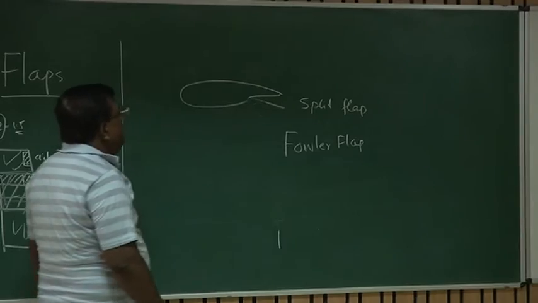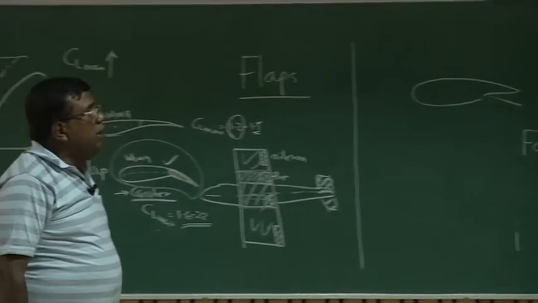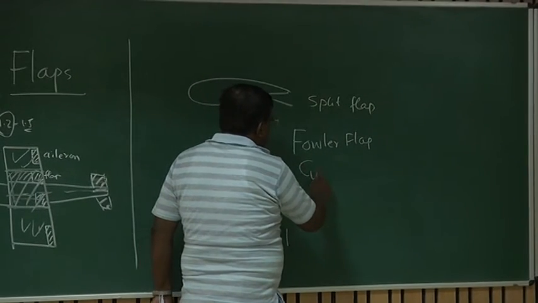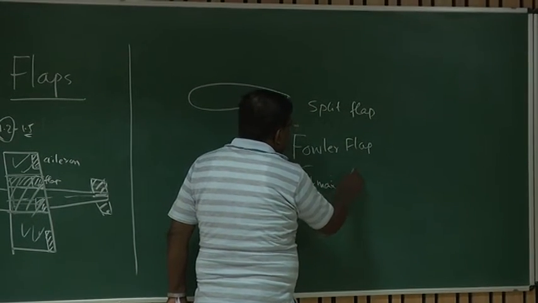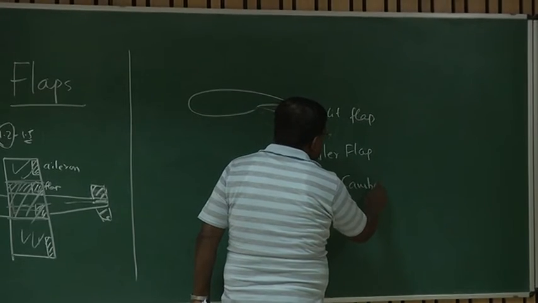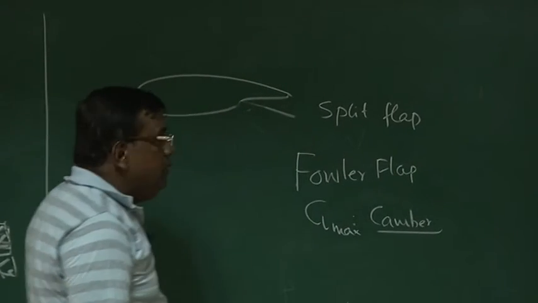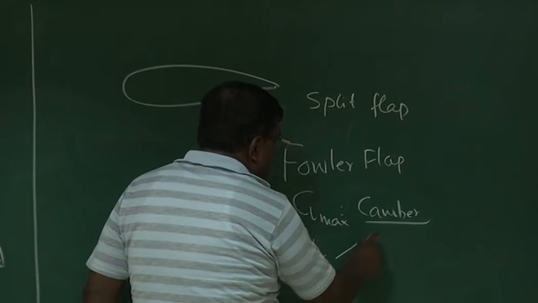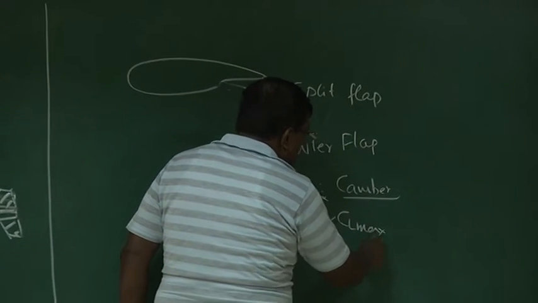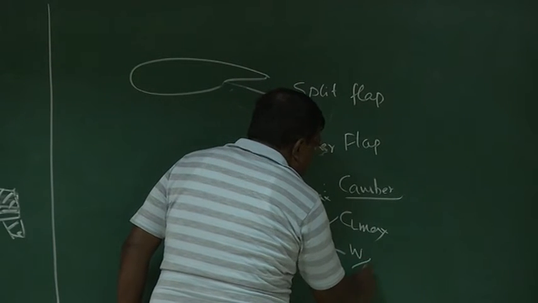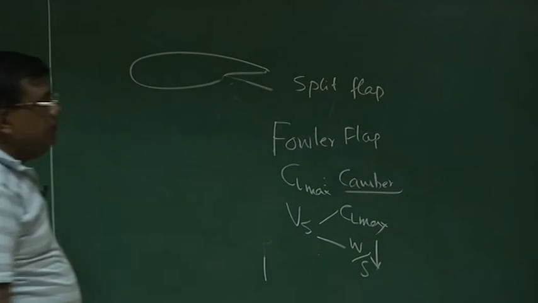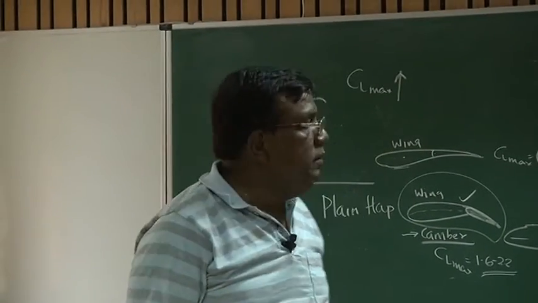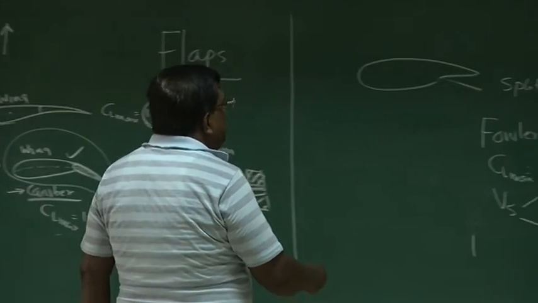What is the concept here? Remember, I told you, if I want to increase CL max, what are the options I have got? The option is camber. Change the camber. But if you want to decrease the V-stall, I have an option: not only increase CL max, but also reduce wing loading. May it be low, doesn't matter. Slight increase in area is good enough. So that concept is used in Fowler flap.